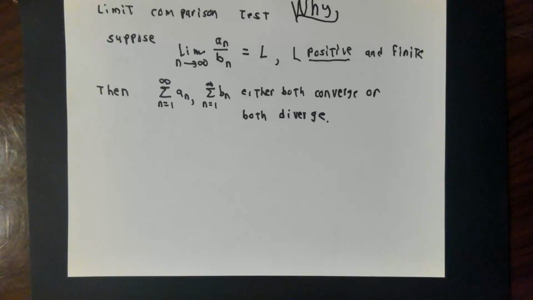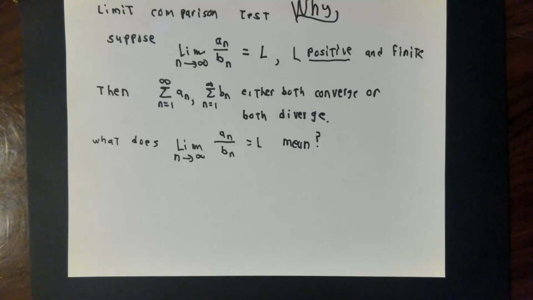Next, I want to establish that this limit comparison test works as we claim it does. I'm going to assume that I have two collections of numbers, a_n and b_n. Again, in the whole setup, we're assuming that these numbers are positive. Suppose I calculate the limit as n tends to infinity of a_n over b_n, and it turns out that that limit exists, it's positive, and it's finite.